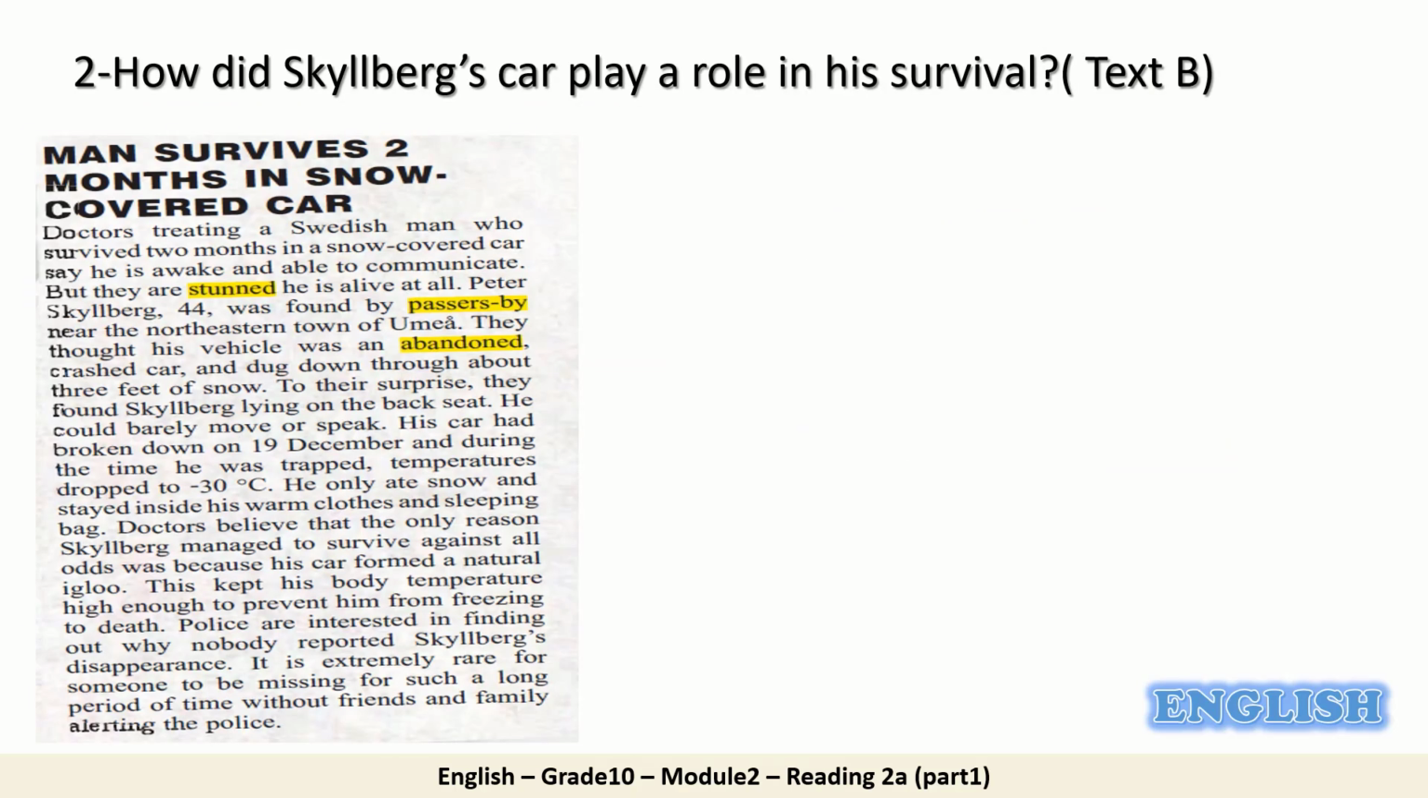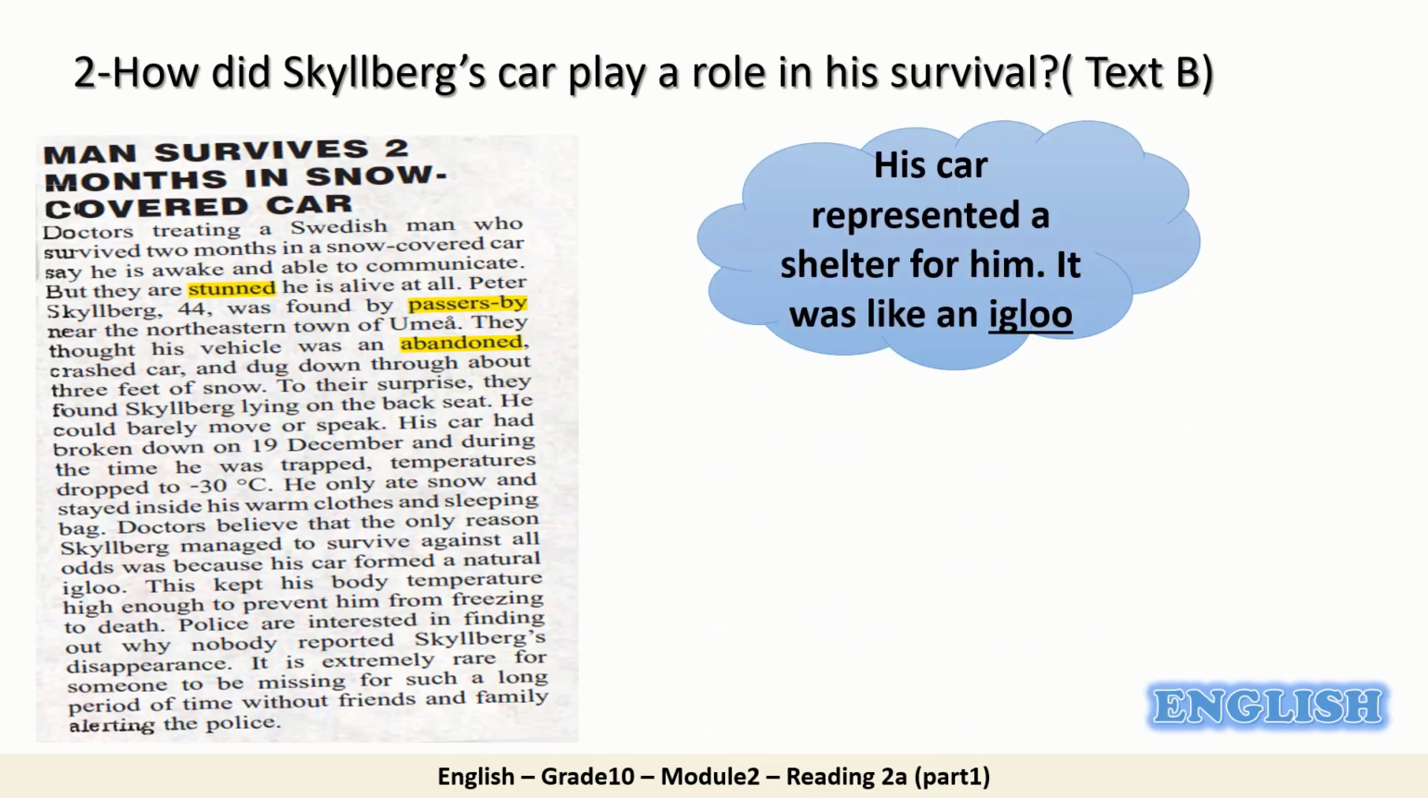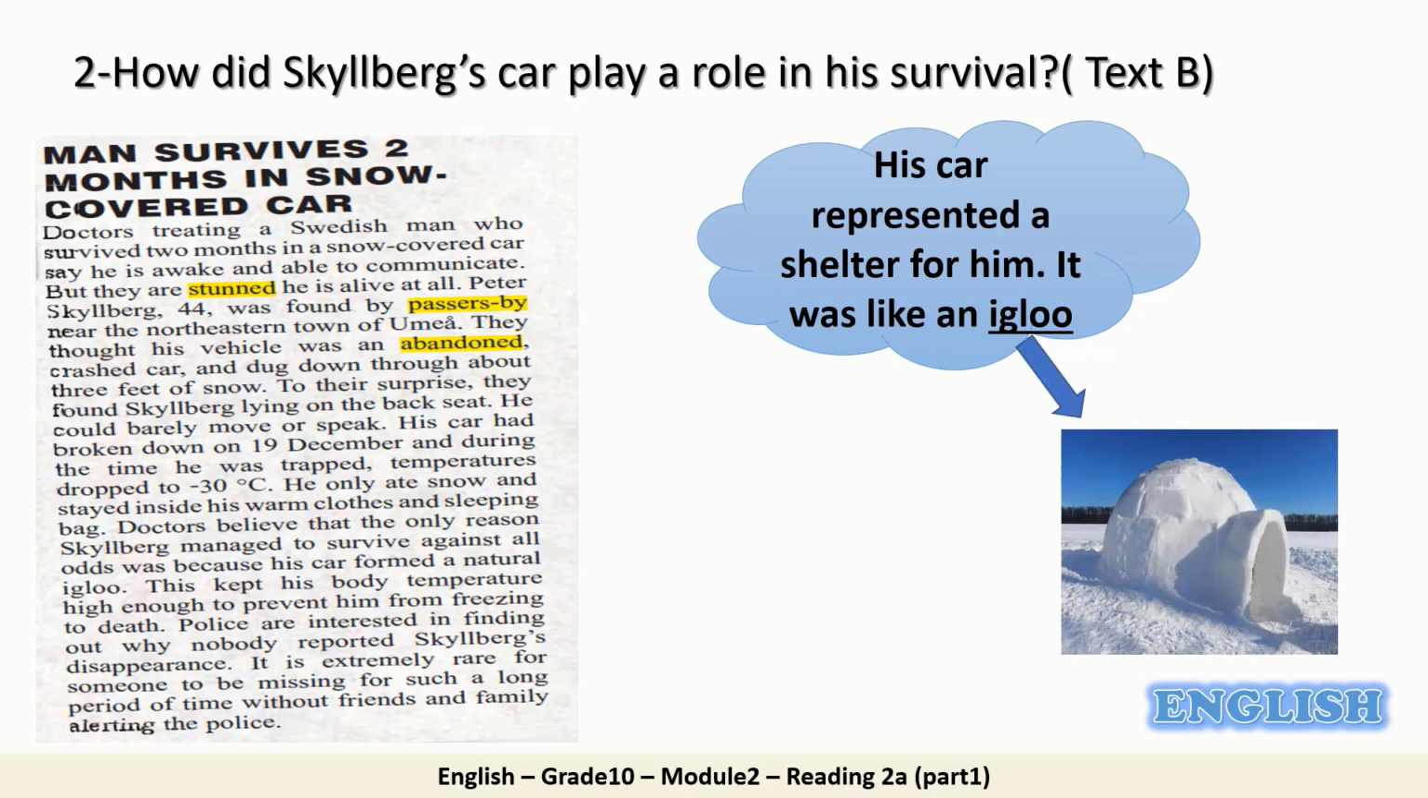Question 2. How did Skilberg's car play a role in his survival in text B? Always remember to find evidence in the text. Pause the video and answer the question. Let's check your answers. Perfect. His car represented a shelter for him. It was like an igloo. This is what an igloo means. And the evidence is in the text. His car formed a natural igloo.